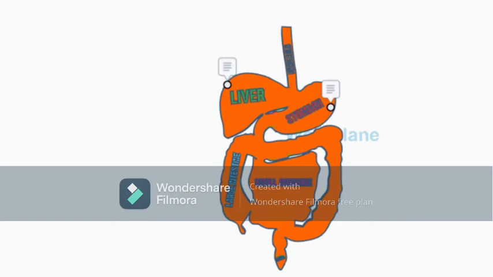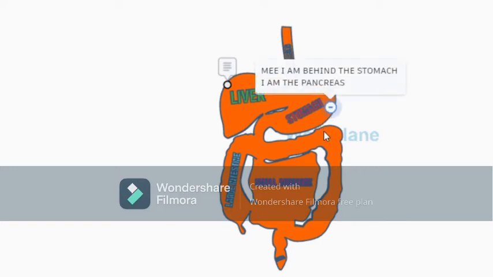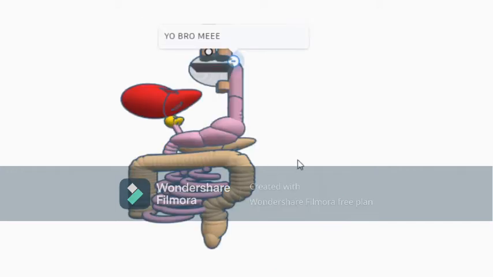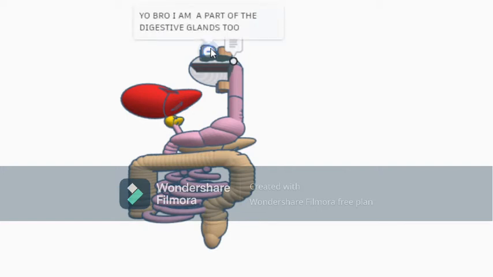Firstly, it's divided into two parts, the alimentary canal and the digestive glands. Firstly, who are the digestive glands? Let's ask this diagram. Me! Okay, Mr. Liver. Me! Me! Oh, who is that? I can hear it behind the stomach. Me! I am behind the stomach. I'm the pancreas. Okay, Mrs. Pancreas. Yo, bro. Me! Oh, I can hear from here. Oh, it's Mr. Salivary Glands. What does he have to say? Yo, bro, I'm a part of the digestive glands too, you know.